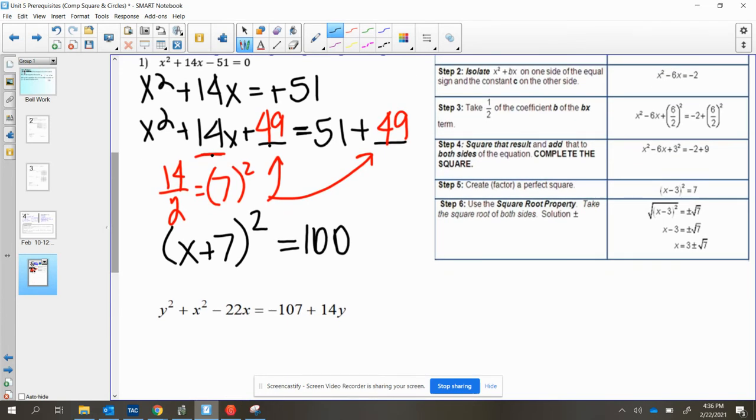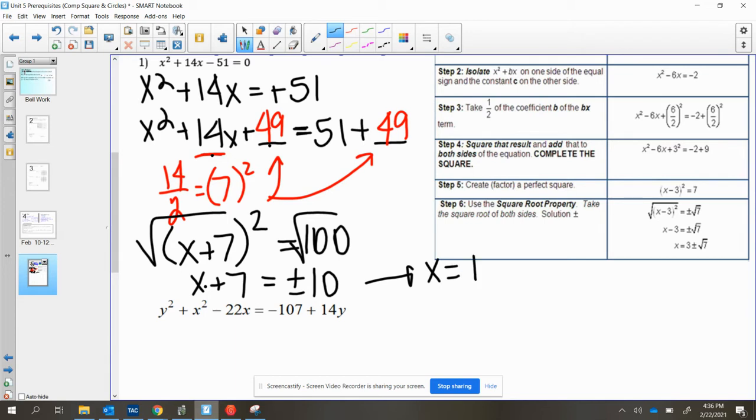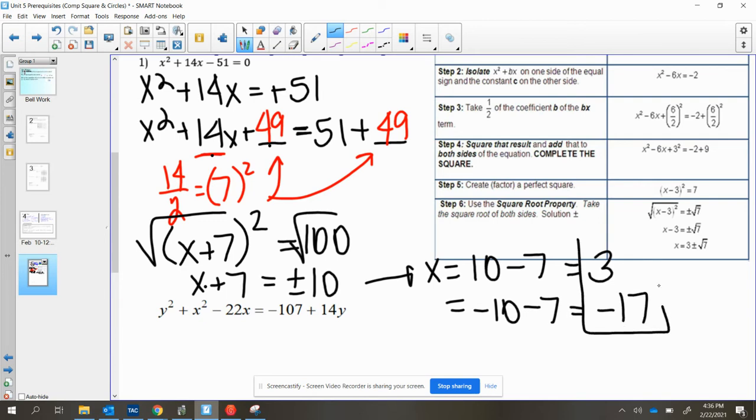Now, to finish solving for x, we would square root both sides of this. We would end up with x plus 7 equals plus or minus the square root of 100, which is 10. So x is going to equal positive 10 minus 7 when we subtract the 7 over, for a value of 3, or it's going to equal negative 10 minus 7 when we subtract that 7 over, which would be negative 17. So these would be your two values if you were solving.